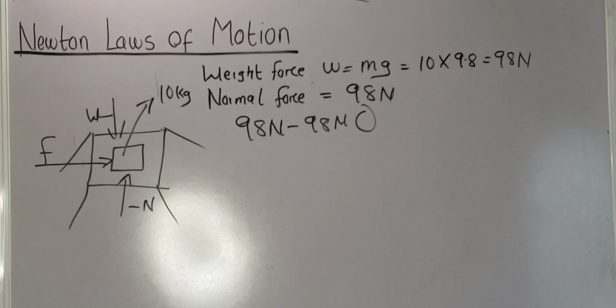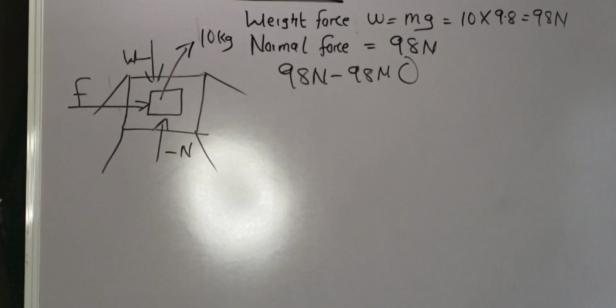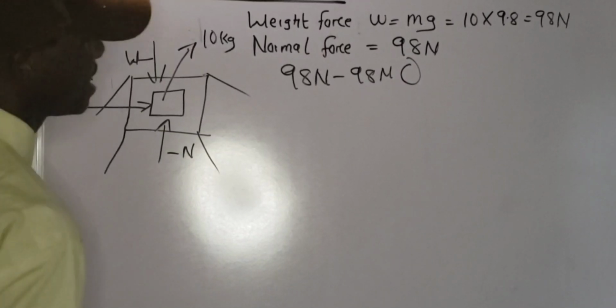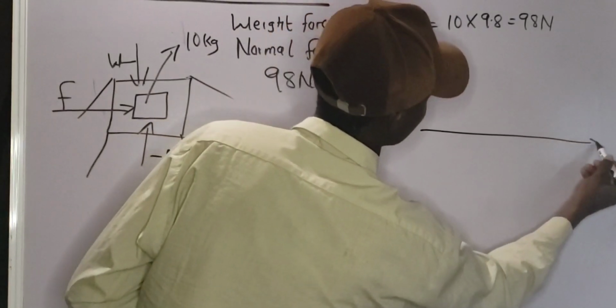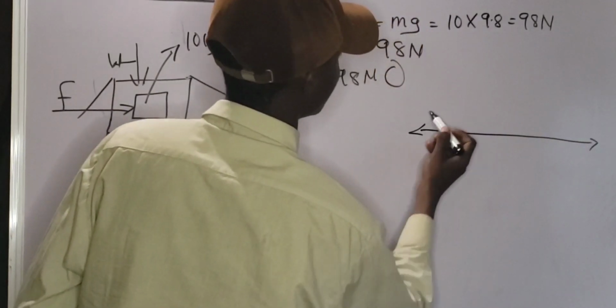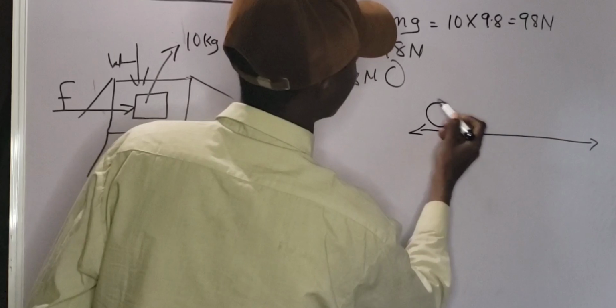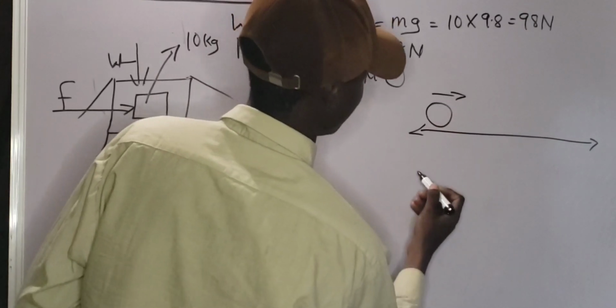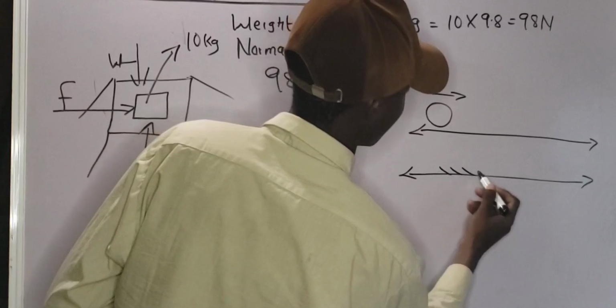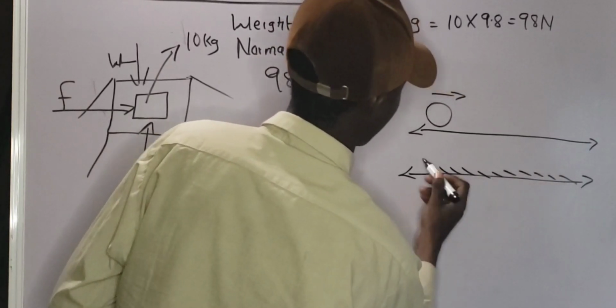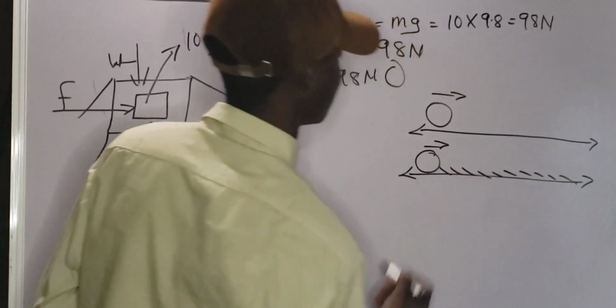An object in motion will continue in motion unless acted upon by a force. Let's say I have a surface. Let's say I have this surface. Then I roll a ball in this direction. Let's say I have another surface, a rough surface now. I have a rough surface. I roll this ball in the same direction.